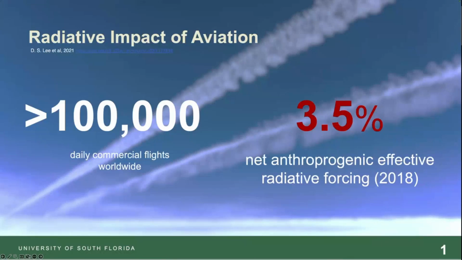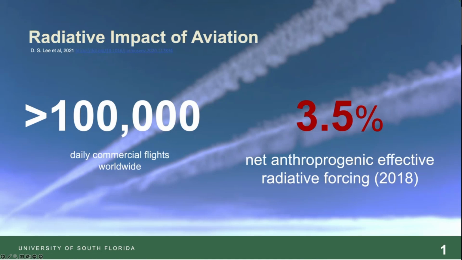We already have north of 100,000 daily commercial flights worldwide today, and that leads to a contribution to the global net anthropogenic effective radiative forcing of approximately 3.5% as of 2021. Now, we can imagine that with the amount of flights projected to increase quite significantly over the next years and decades, these numbers might go up further.